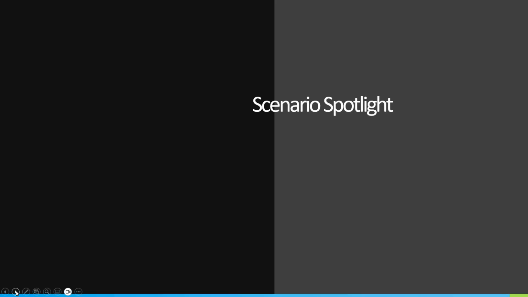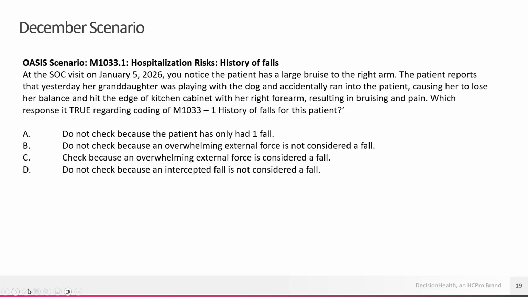And now it's time for our scenario spotlight. We have a new scenario this month centered around answering M1033 for history of falls. So we're going to share that scenario with you today, and then you can think about what the correct response would be, and then we'll share the answer to this scenario next month. Lisa, do you want to read through that scenario? Absolutely, I'd be happy to.